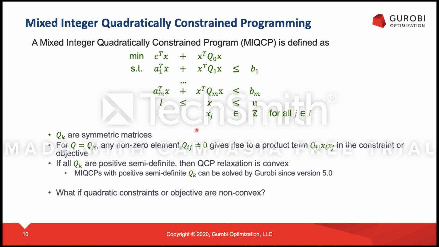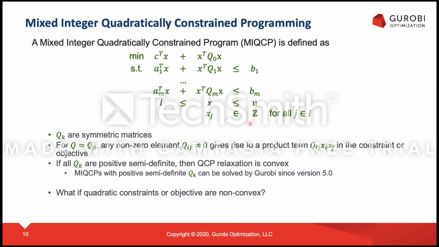And whenever a matrix Q has a non-zero element, what this means, if you write it down term by term, is that you get one mixed term if it's off diagonal or a square term if it's on the diagonal of Q in either the constraints or in the objective. Now, if all the Q matrices here are semi-definite, then we're again in the comfort zone, meaning that, for example, if we just skip the integrality from the QCP relaxation, the resulting problem is already convex. So this is something Gurobi has been able to solve for a long time.